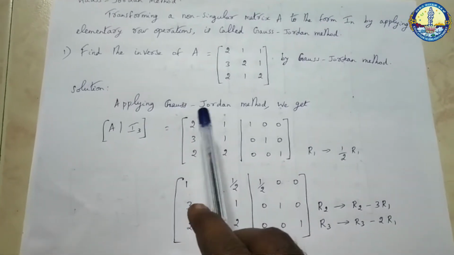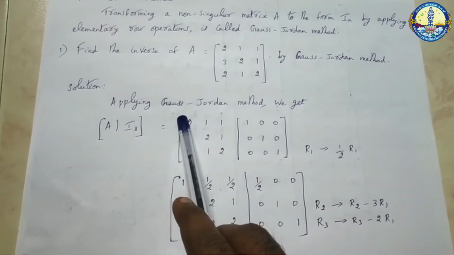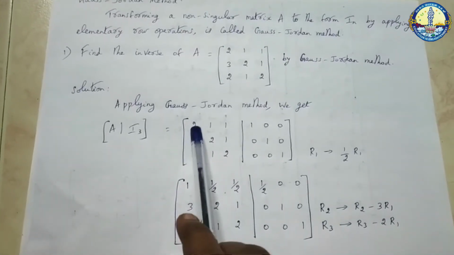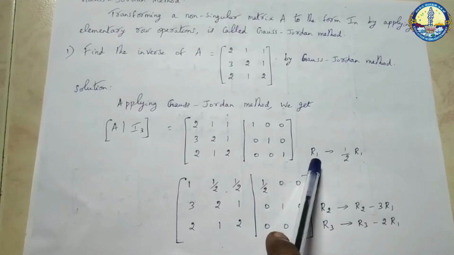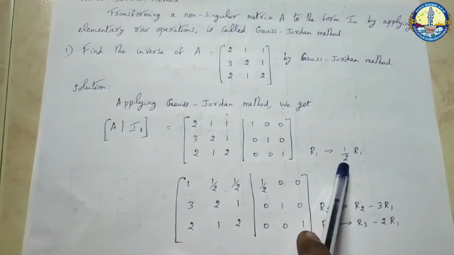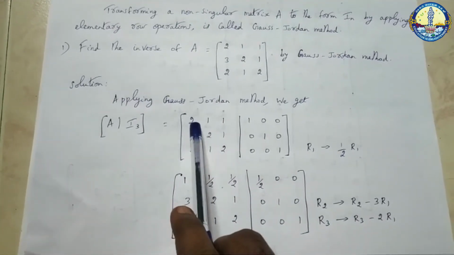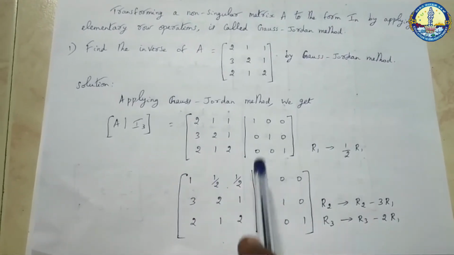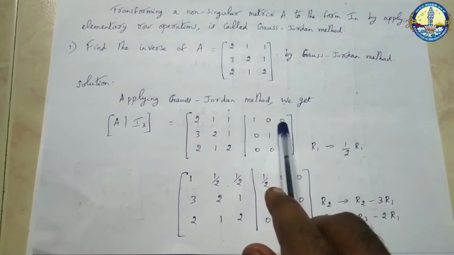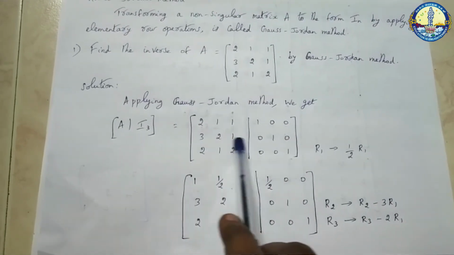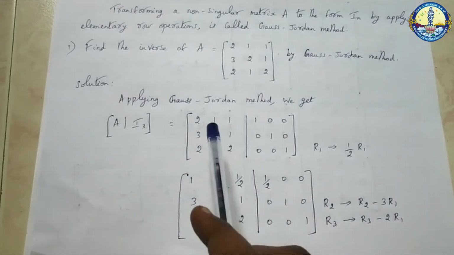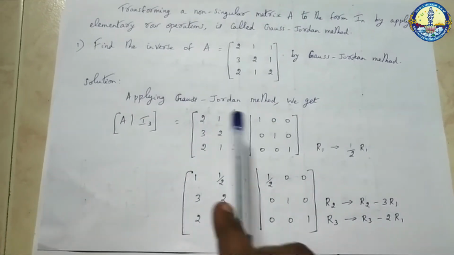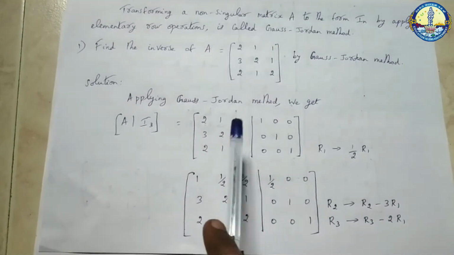So first we have to change this element to 1. This is R1, and here 2 is there, so if we divide by 2 this becomes 1. So R1 becomes R1 divided by 2. So 2 by 2 is 1, 1 by 2, here also 1 by 2, 0, 0. The rest of the rows stay as they are. What we are going to do is change this to the identity matrix, and the matrix obtained alongside is called the inverse of the matrix.